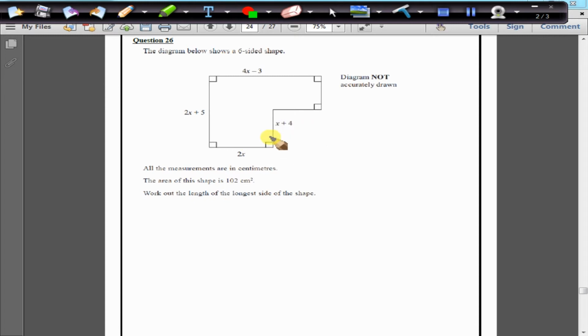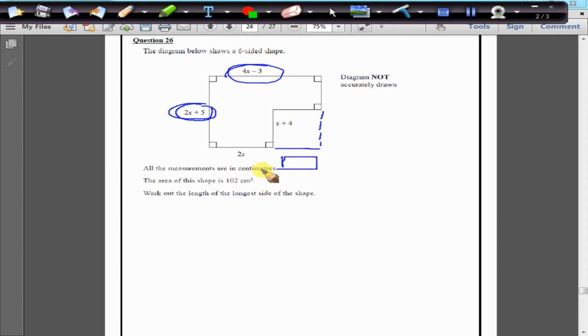Question 26. What we need to do first of all is work out the area of the shape. We can do the area of the big shape minus the area of the little shape, the corner bit that we can take out. So this bit we're going to cut out. What is the length of the shape? The length is normally this bar here in front. This is the length, this is the width. This is the width of this other shape, and we're going to work out its length.